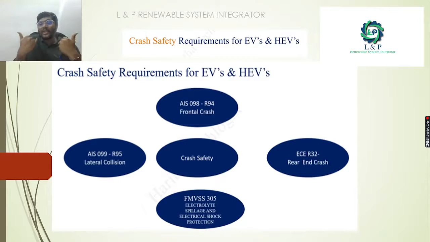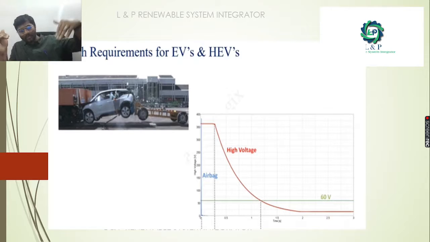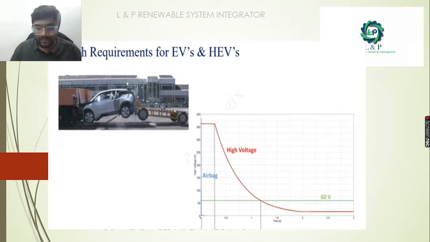And if there is any electrolyte spillage or electric shock protection, then it should comply with FMVSS 305 standards. So this is an example of a crash requirement. By giving a high voltage line, if you try to create a crash, most importantly the airbag should come.